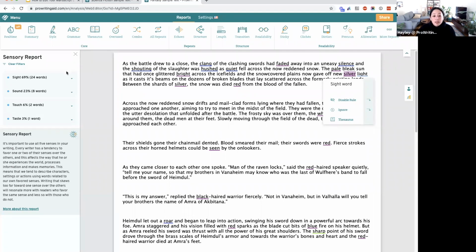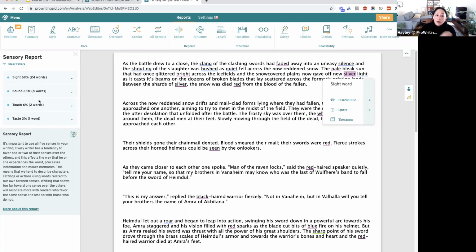But also, are you divvying your senses up enough? A lot of people rely too heavily on sight sense words, and they do not use the other sense words. So words like touch, taste, sound, to really round out that experience.